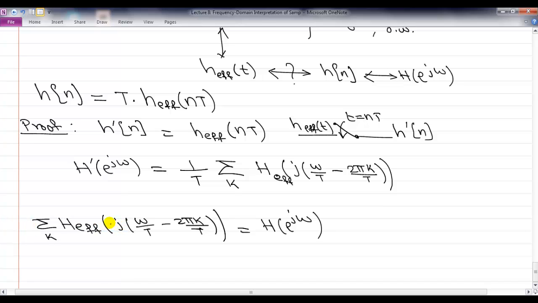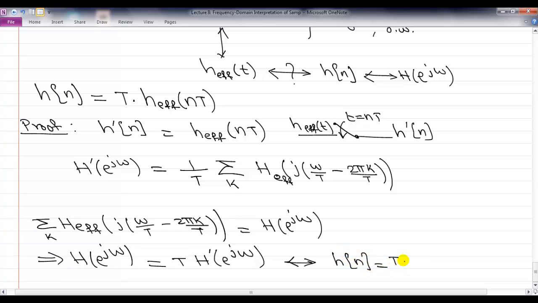We want the frequency response of both the filters to be exactly the same, except a frequency scaling of the frequency axis, but no scaling of the amplitude. So what is the relationship of H(e^jω) to H'(e^jω) then? This implies that H(e^jω) is simply equal to T times H'(e^jω). And now I take their inverse Fourier transform, which means that h[n] is simply equal to T times h'[n], which is simply T times h_eff(nT).